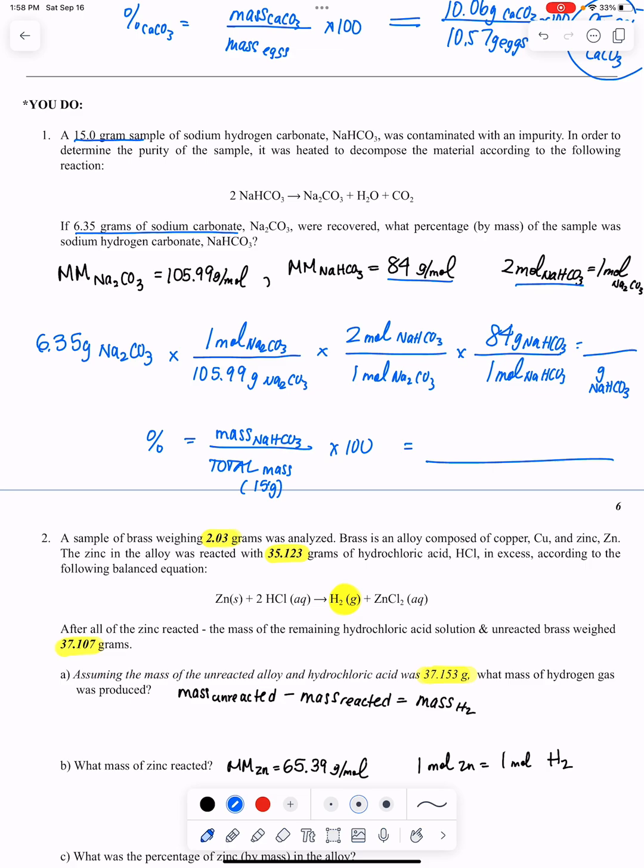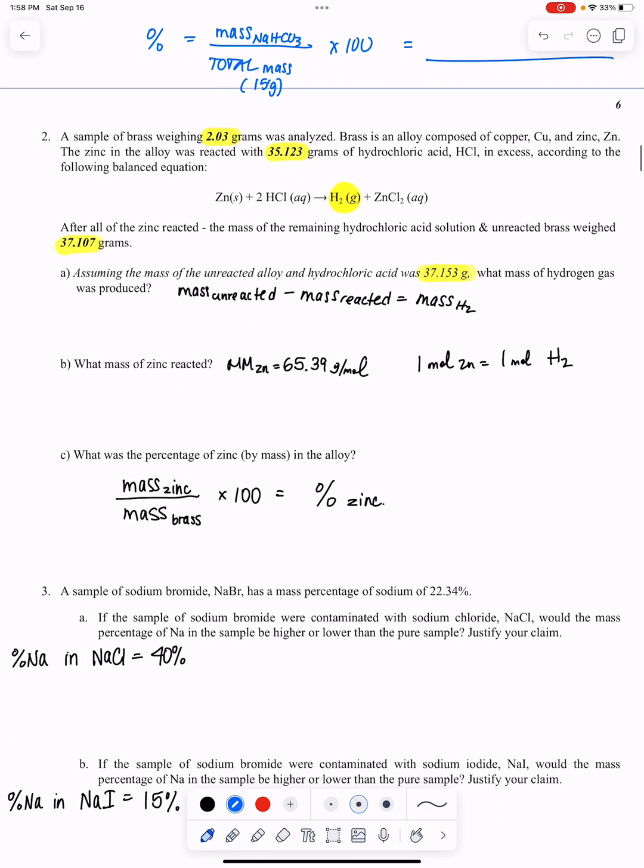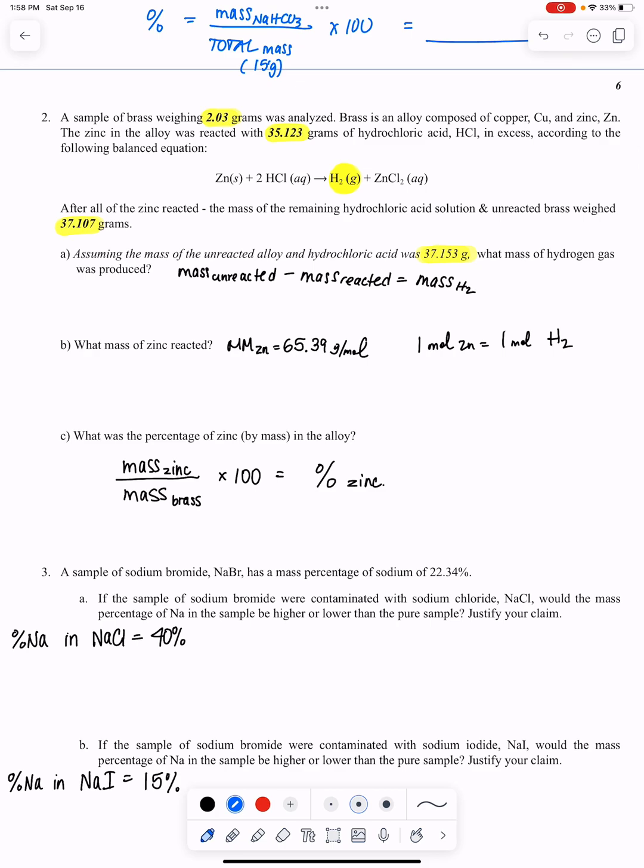So you're going to do the rest of the you-do. I'm going to set us up for numbers 2 and 3 and end my video here. I put some little notes here. A sample of brass weighing 2.03 grams was analyzed.